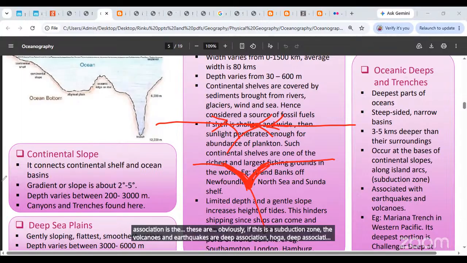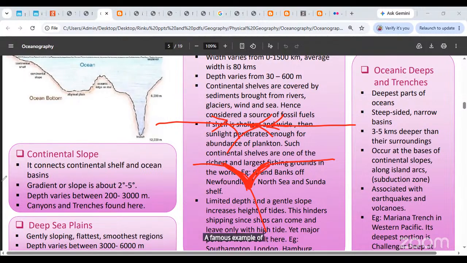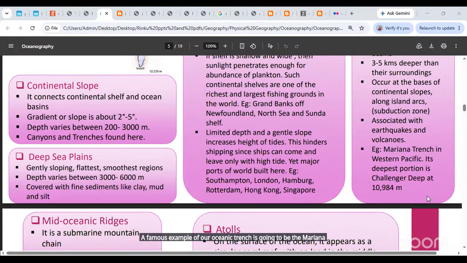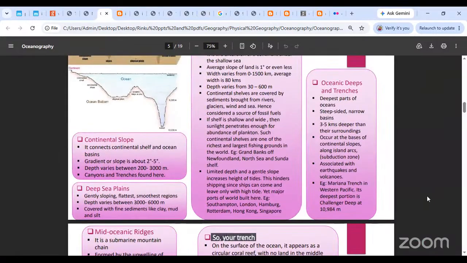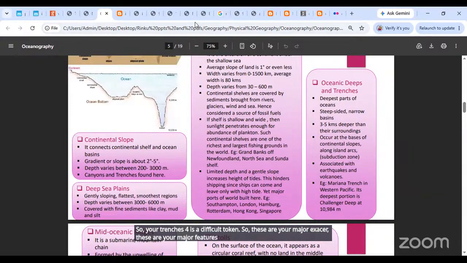Okay, a famous example of an oceanic trench is the Mariana Trench, whose Challenger Deep is almost 10,984 meters, almost 11 kilometers deep. So the Mariana Trench in the Western Pacific is a famous trench there. Okay, so these trenches are a little difficult. So these are your major features. All right. These are your major features.